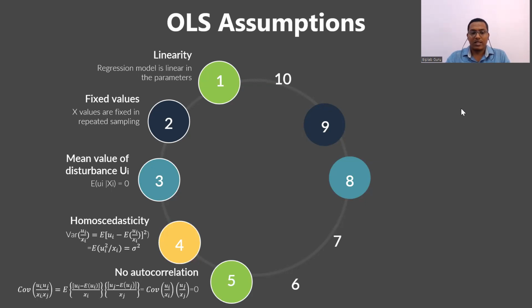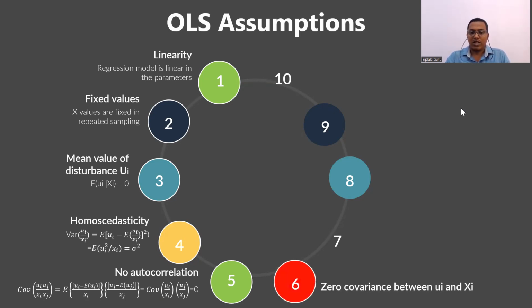The fifth important assumption is what we call no autocorrelation. When I say no autocorrelation, I mean the disturbance terms at different xi values should not follow a pattern, should not have any kind of relationship. The previous period's ui should not affect the next period's uj. So at different x values, the u's should not form any kind of correlation.